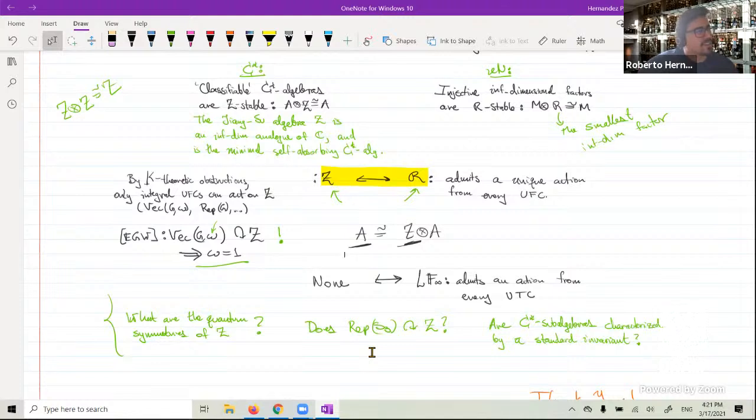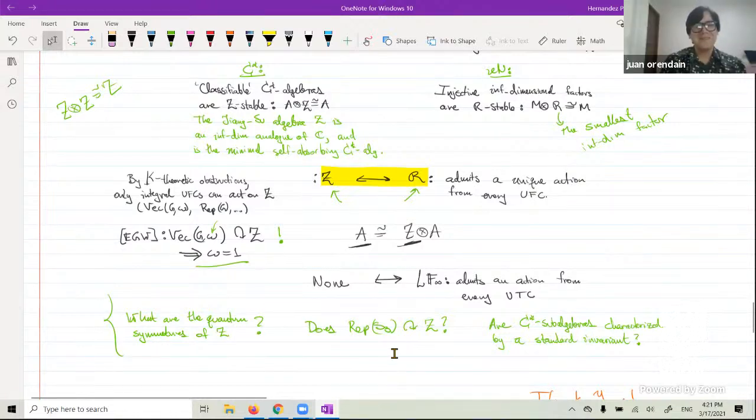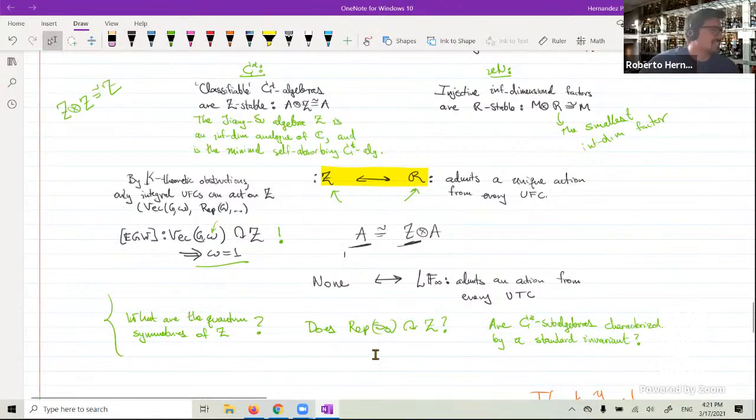It's not yet known. Why did you ask specifically for S3? Just because that's the simplest example you can. Yeah, that's not just Vec. And for instance, here you have an object of dimension 2, whereas everything here has dimension 1. So you would have to look at an index 2 bimodule of that.